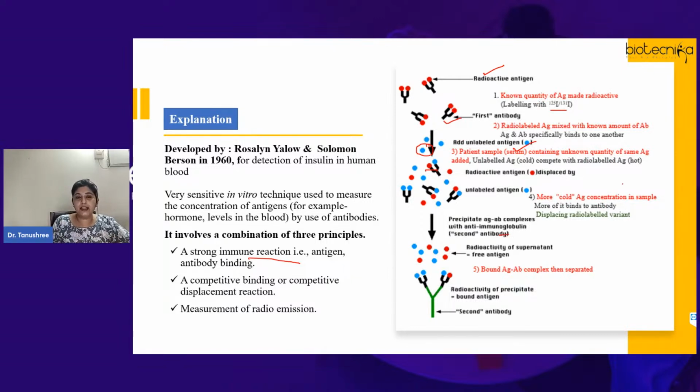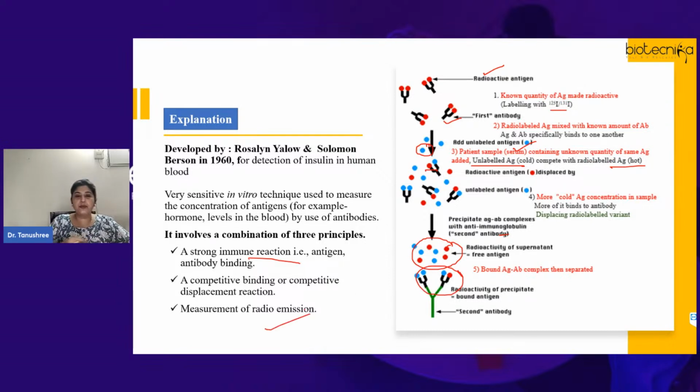The more antigen in the sample, the more they will compete with the radio labeled ones and replace them. Radio-labeled antigens are also called hot antigens, and the unlabeled ones, that is the ones in the patient sample, are called cold antigens. Once this displacement happens, you can measure the radioactivity of the free antigen or that of the complex, and you can separate the complex by using a secondary antibody.